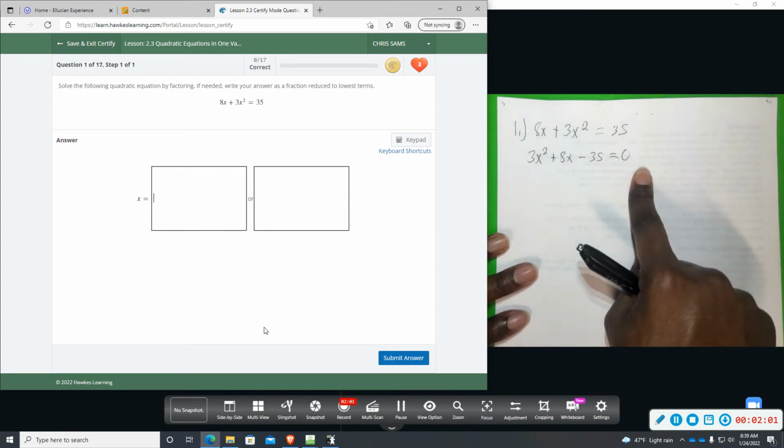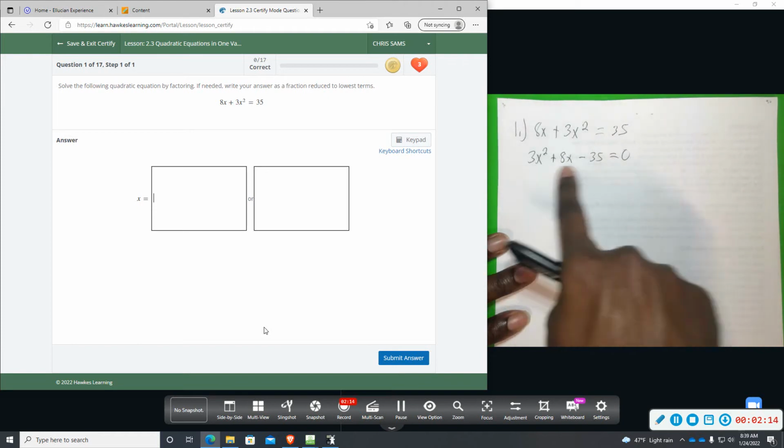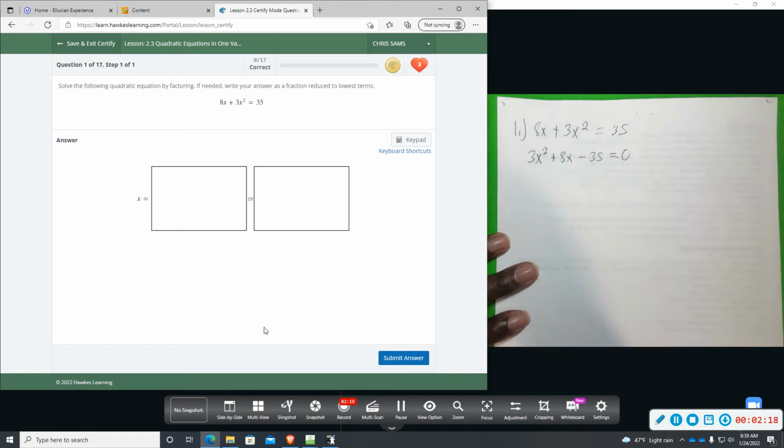Whenever you want to do factoring, you need to make sure your leading term is positive, and once that's the case, we can factor. If it's not positive, then you would divide everything by a negative, or you can multiply by negative and just change all the signs and then factor it from there.